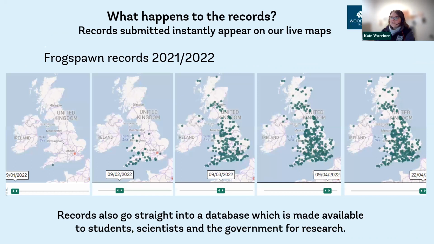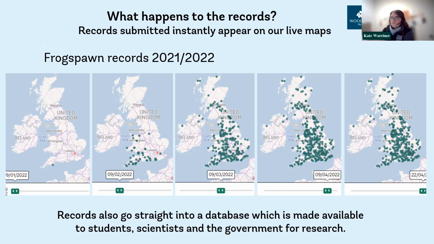So what happens to your records when you submit them? They go straight into our database. And we have this really lovely feature on our website, our live maps, and they should go straight onto there, unless they're slightly out of our date ranges. Once we've approved them, then they'll go straight on there. This is really cool. You can search specific records, specific species and specific events. And we have a slider function so you can see how it changes through the years.